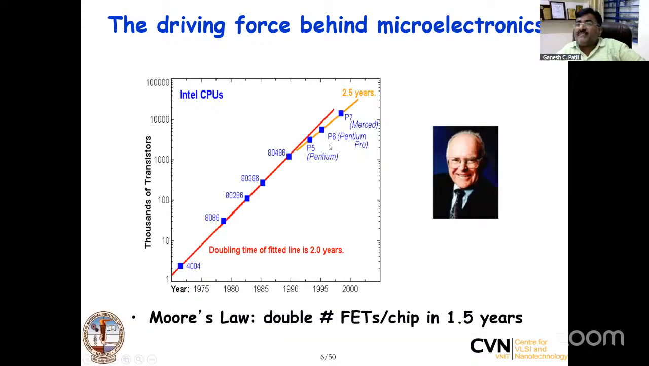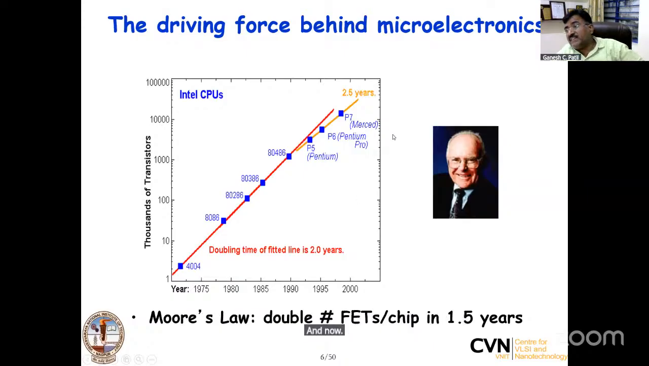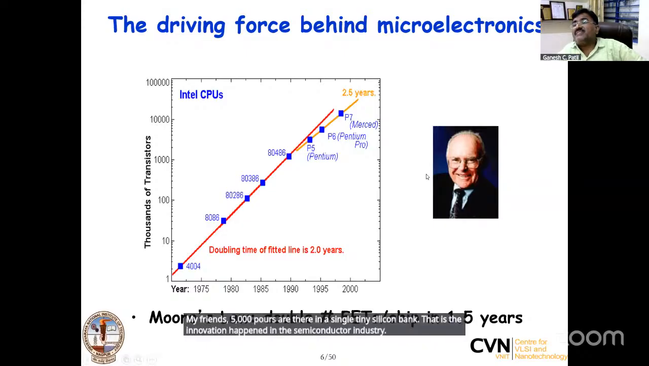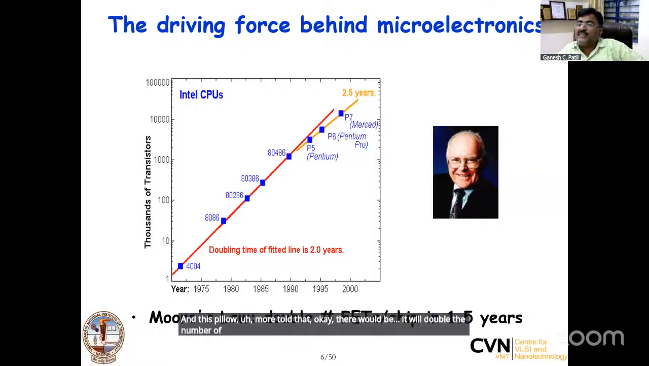The major driving force for microelectronics is Moore's law. It is already famous; you can see the trend. I told you about the 4004, and now people are going not only for single core, dual core, quad core, octa core. My friends, 5,000 cores are there in a single tiny silicon die. That is the innovation that happened in the semiconductor industry. And Moore said that the number of transistors will double every 1.5 years, and it is happening now. It happened in older days as well.